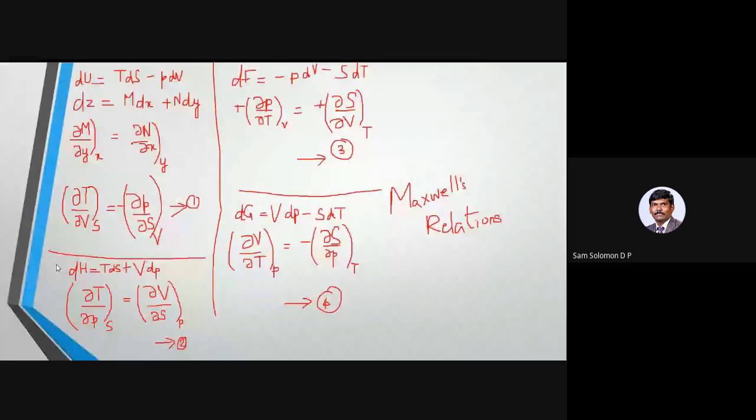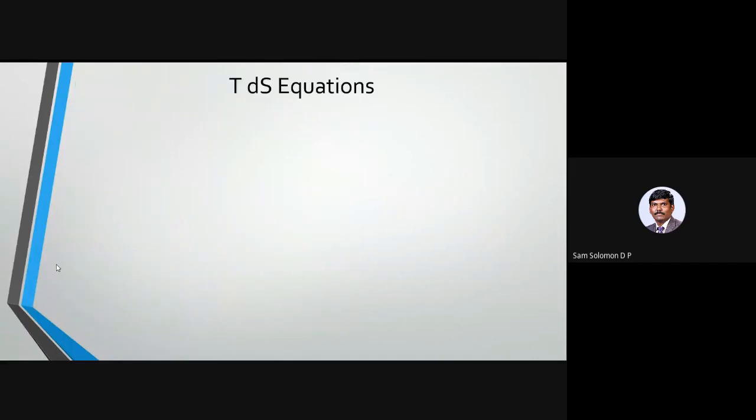Partial differential equations, we have derived it. And these four partial differential equations which we have derived in the previous session, we call them Maxwell's relations. So we will continue with what we have left out.